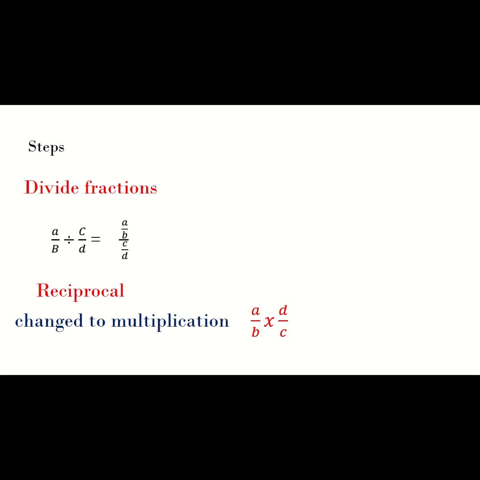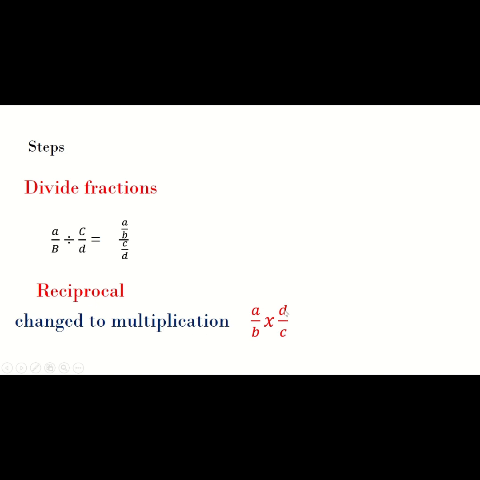So if we take a look, as we can see here, the problem is in the form of division of fractions. We have a over b, divided by c over d, and that equals this. So it would be a over b, and the whole thing divided by c over d. And when you change to the reciprocal method, you change from division to multiplication.